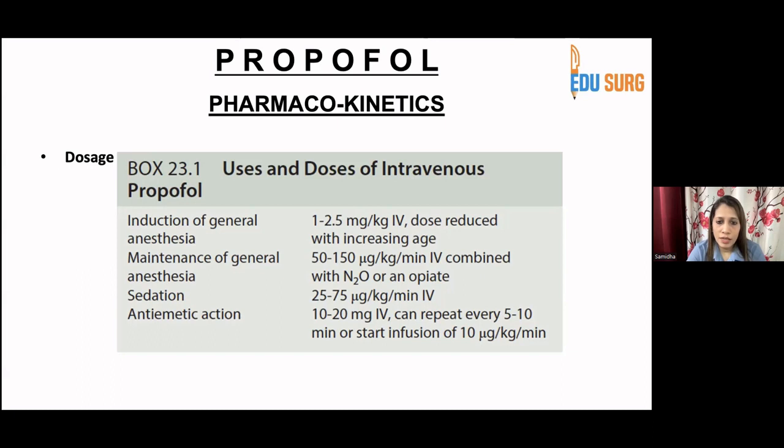For sedation only, where you don't want a loss of your airway reflexes, you can use 25 to 75 microgram per kilogram per minute IV. And only for its antiemetic action, you can use a small dose of 10 to 20 milligram IV bolus, which can be repeated every 5 to 10 minutes, or start an infusion of 10 microgram per kilogram per minute.